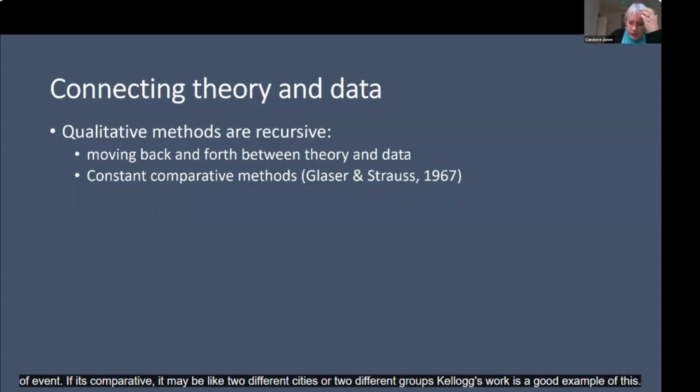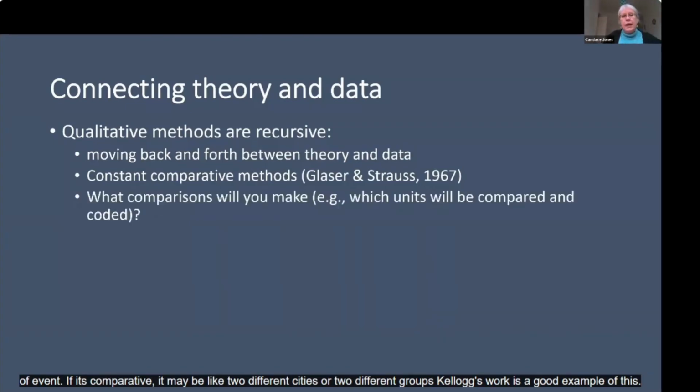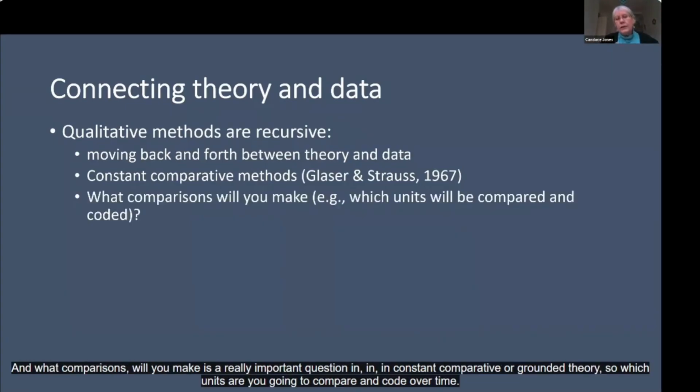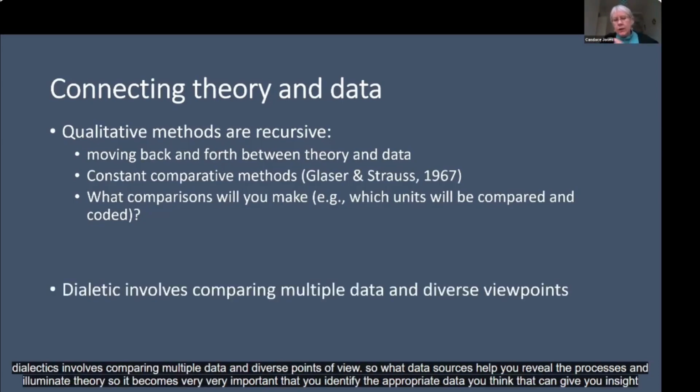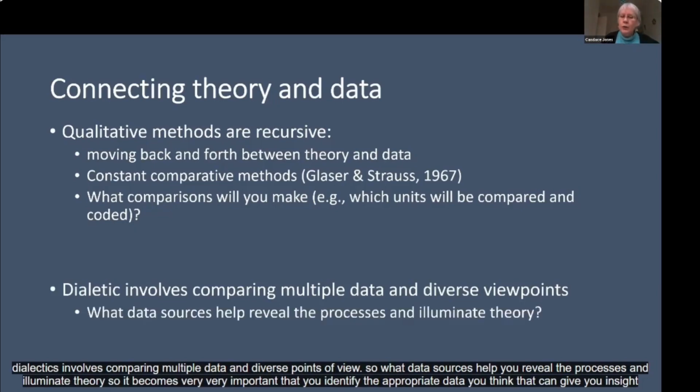Kate Kellogg's work is a good example of this. What comparisons will you make is a really important question in constant comparative or grounded theory. So which units are you going to compare and code over time? Dialectics involves comparing multiple data and diverse points of view. So what data sources help you reveal the processes and illuminate theory?